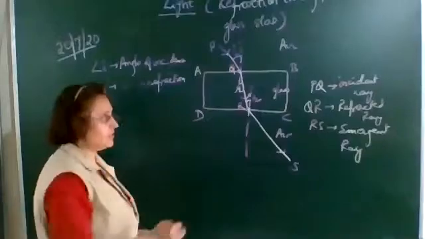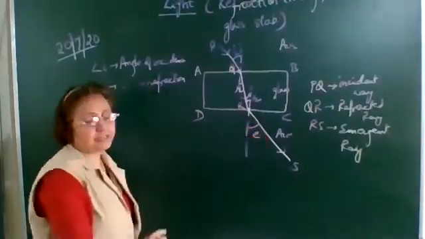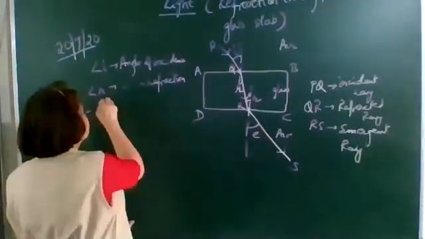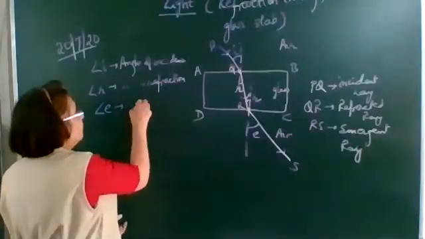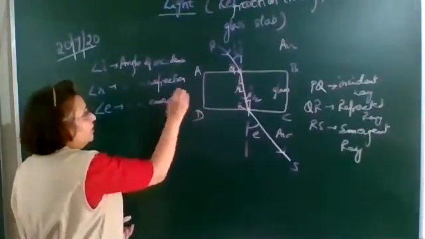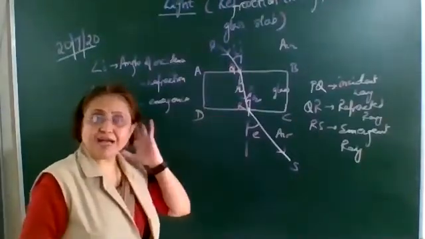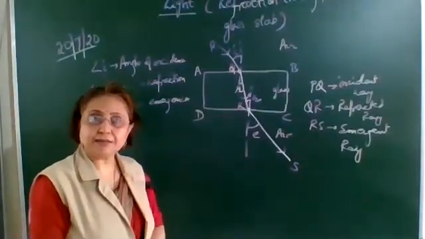Angle of refraction. Now this angle which is formed between the emergent ray and the normal is called the angle of emergence. Okay, so this is how the refraction is taking place through a glass slab.